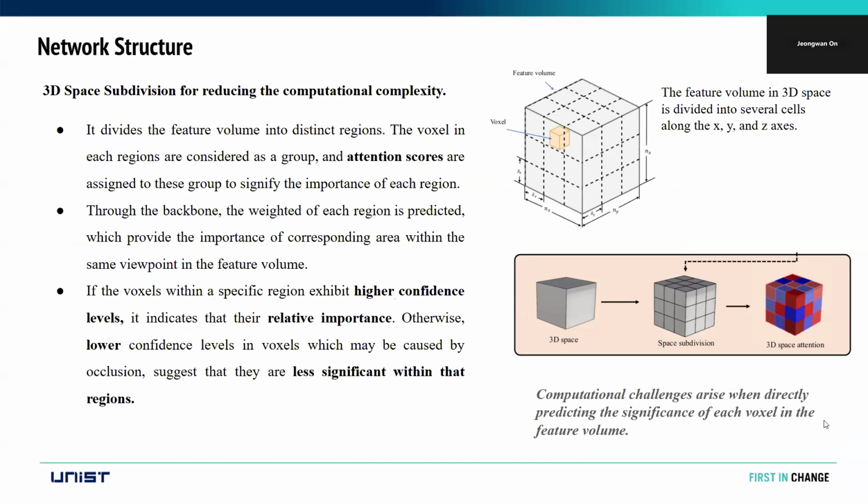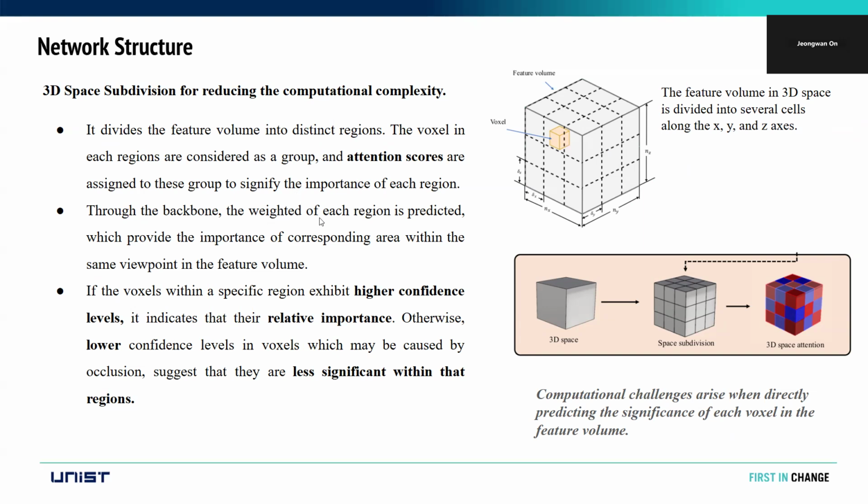So as I said earlier, instead of directly applying the 3D space attention to the feature volume, they use subdivision for reducing the computational complexity. It divides the feature volume into distinct regions, and then the voxels in a region are considered as a group, and the attention score is assigned to each group to take the importance of each region.